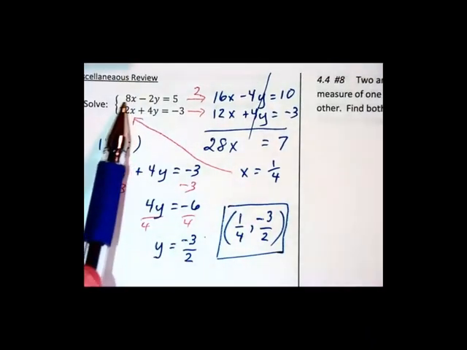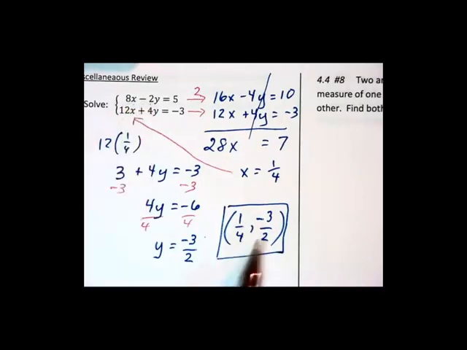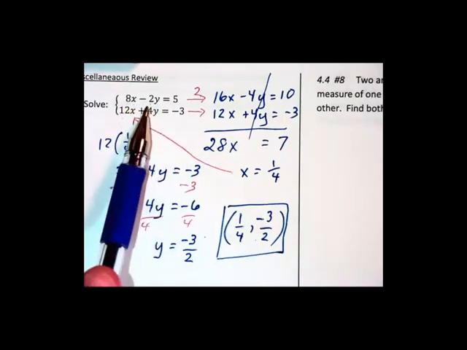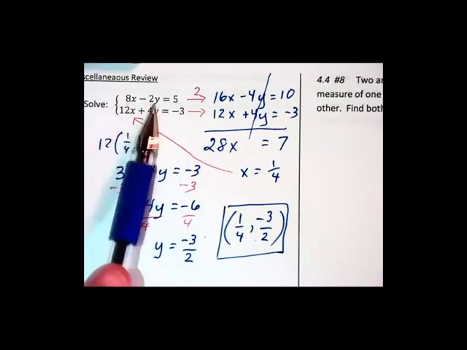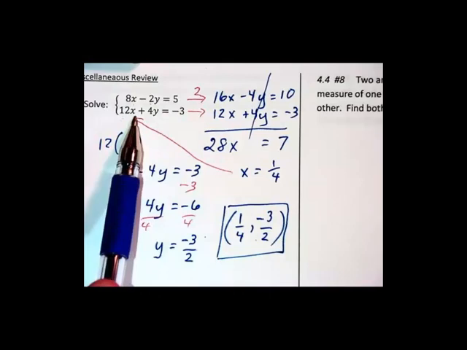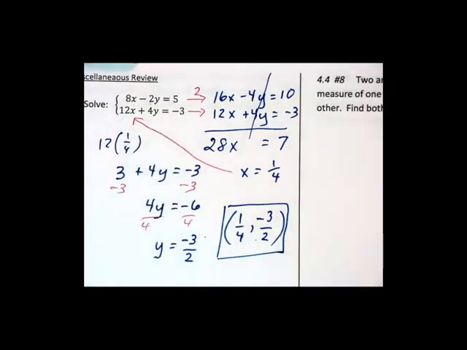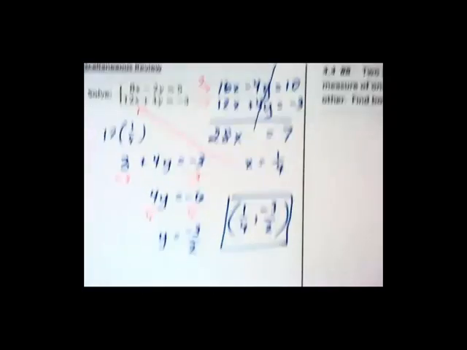8 times a quarter, that makes 2. When I multiply negative 2 times the negative 3 halves, the negative 2's cancel, just leaving 3. So 2 plus 3 is 5. It works. 12 times a quarter is 3. That becomes minus 6. 3 minus 6 makes negative 3. That one works also.